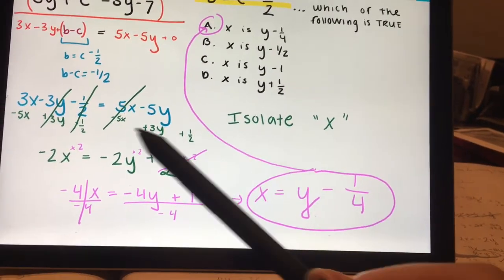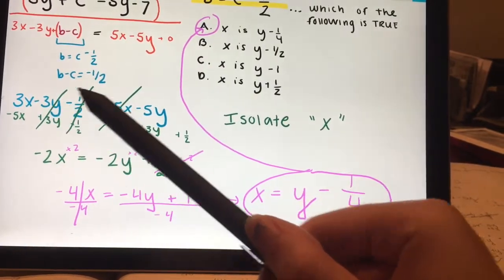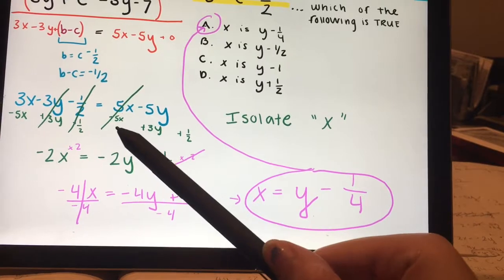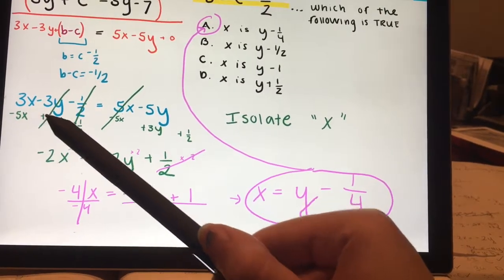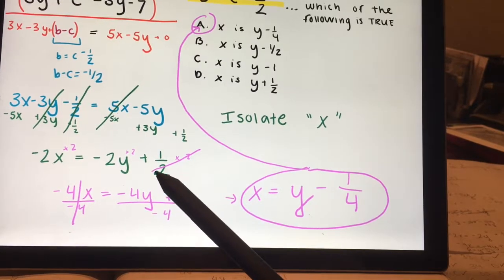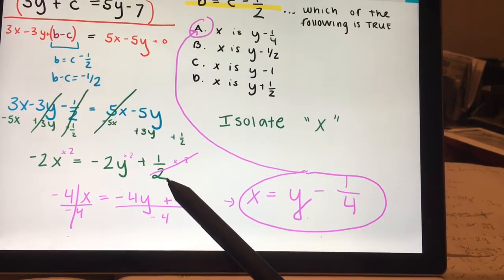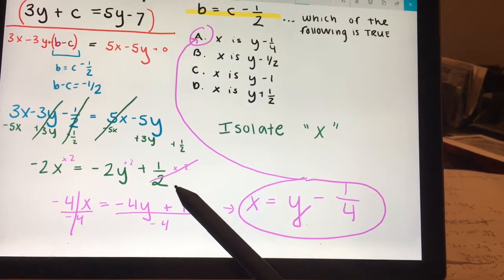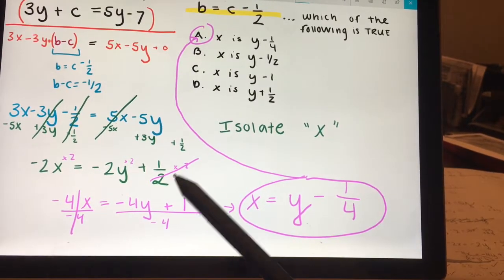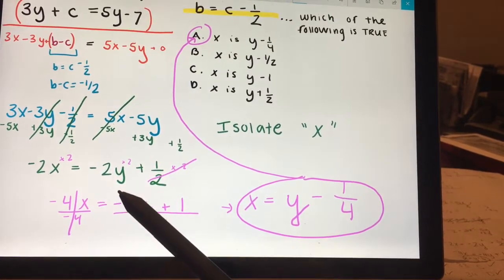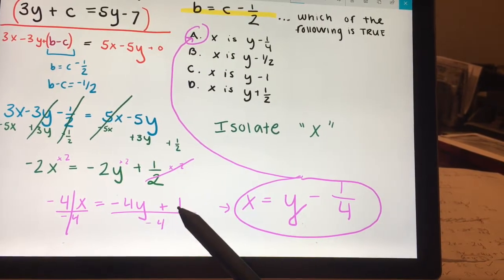Okay, so I'm going to move the 3y on this side, move the 1/2 on this side, and move the 5x on that side. So I'm left with negative 2x equals negative 2y plus 1/2. And then in order to get rid of the denominator, the 2 down at the bottom here, I'm going to multiply everything by 2. So negative 4x equals negative 4y plus 1.